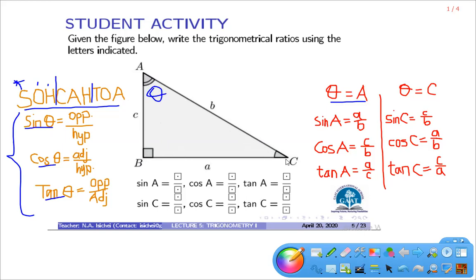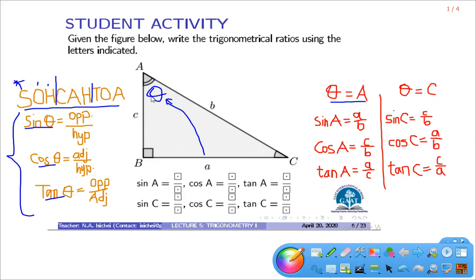The side facing the given angle, like in this case, the side facing the given angle is side BC, which is small a. Facing that side is always known as the opposite side, while the other side is the adjacent. I'll come again. The longest side of any right angle triangle is always known as the hypotenuse. The side facing the given angle is the opposite, always, while the other side is the adjacent.